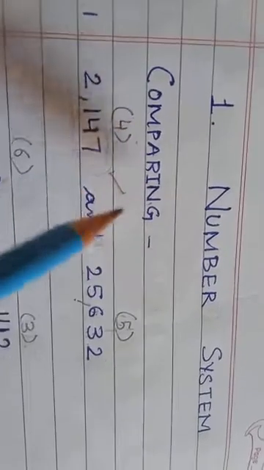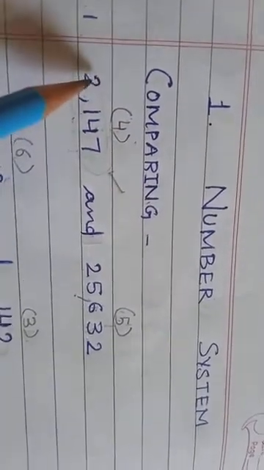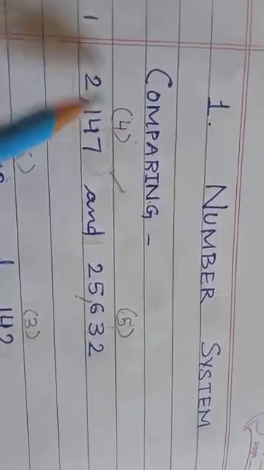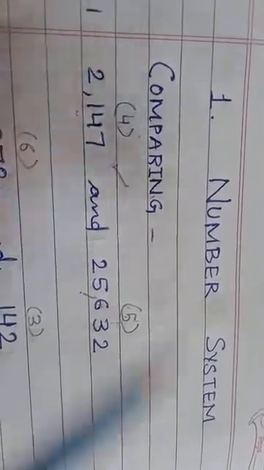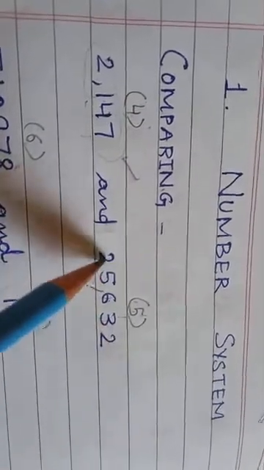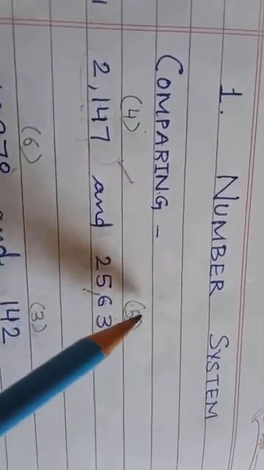In this case, the number of digits is 1, 2, 3, 4, so I have written 4 here. In this case, the number of digits is 1, 2, 3, 4, 5, so I have written 5 here.